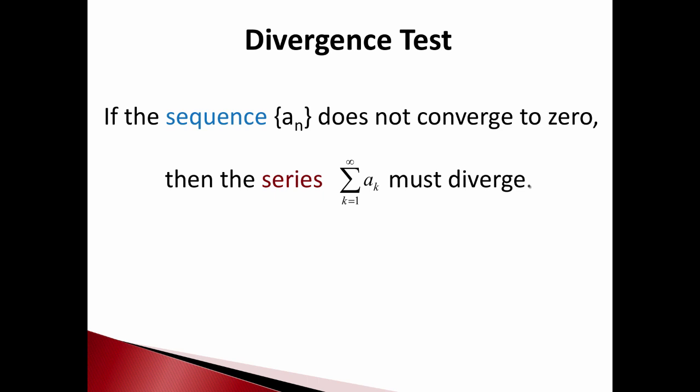So let's listen to that again really carefully, because again it's super easy to misunderstand what this says and to think it means more than it really does. If the sequence we're adding up does not go to zero, so that could mean that it goes to something else like 7, or it might mean that it just bounces around and oscillates and never converges, or that it might go off to infinity. But if it does anything other than converge to zero, then the series must diverge.